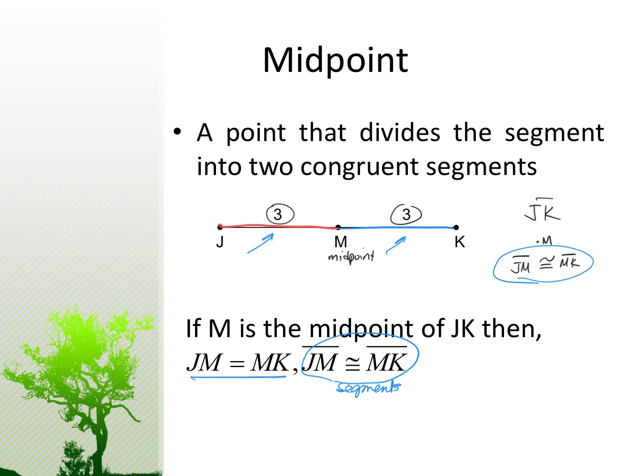Now, notice this here says JM equals MK, but it doesn't have the bar on it. And what this is basically saying is the length of JM, which is 3, equals the length of MK, which is also 3. So when we're talking about the lengths being the same size, we can say equal because we know that 3 equals 3. When we talk about two objects or segments having the same size, when we're referring to the segments themselves, then we use the word congruent.